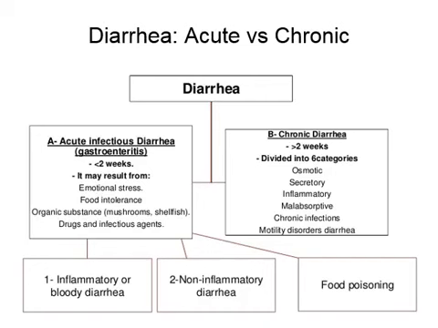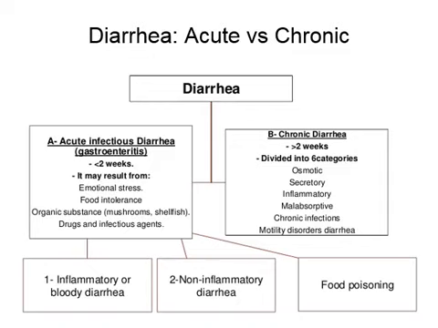This slide breaks up acute versus chronic. It presents a little bit of a different approach, but still similar to the one I just described for you. But you can see that acute diarrhea is less than 2 weeks. It may result from emotional stress, food intolerance, substances that are ingested, or medications, or most commonly it's from an infectious agent. It leads to an inflammatory or bloody diarrhea, or a non-inflammatory diarrhea, and that's helpful in deciding what's the cause. The third possibility is food poisoning.